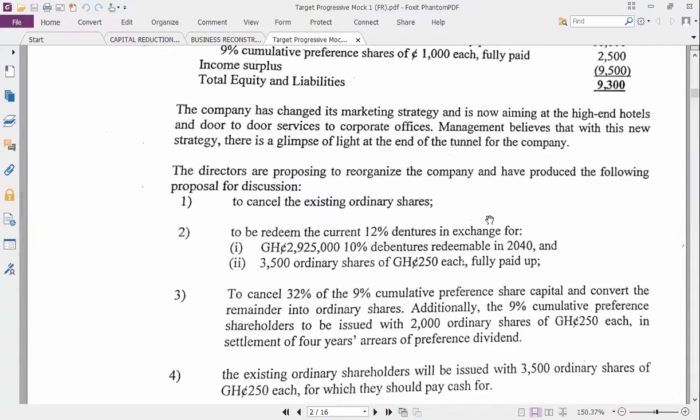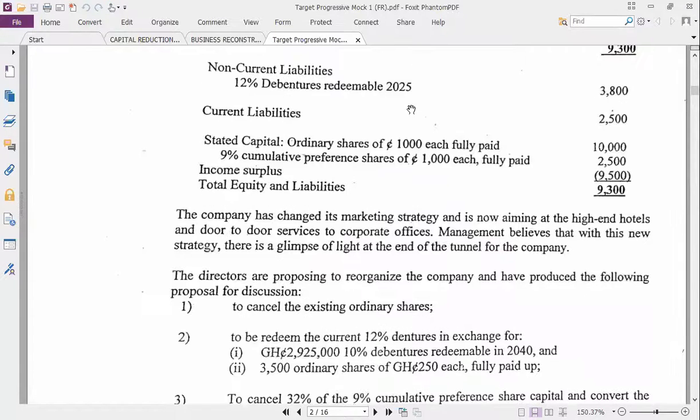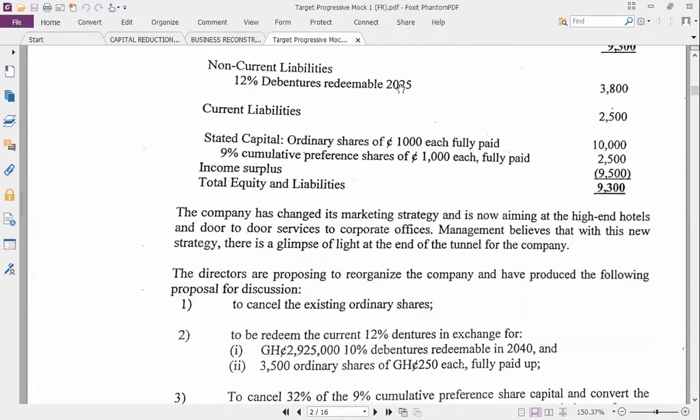If you check the original balance sheet, the repayment date is what? Let's go to the balance sheet. It's 2025. We are in 2018. Left is just 7 years for us to redeem that debenture, and 7 years is too short for us. We are struggling. We don't know whether in 7 years' time we can make that money available.